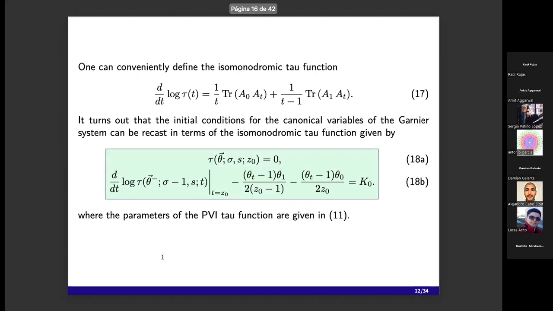And these two parameters will be encoded in the isomonodromic tau function. So essentially the initial conditions for lambda and mu can be recast in terms of two initial conditions for the tau function. The first condition is just a zero of the tau function, and the second condition relates the accessory parameter with the log derivative of the tau function. So this is the formal solution of the eigenvalue problem.